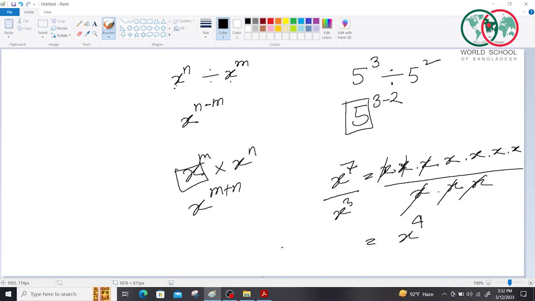Now we could simply have done this, right? We are getting the same result, x to the power 4. So instead of doing this, we will simply subtract the powers. X to the power 7 divided by x square, we will get x to the power 7 minus 2, which is x to the power 5. I hope it is clear.